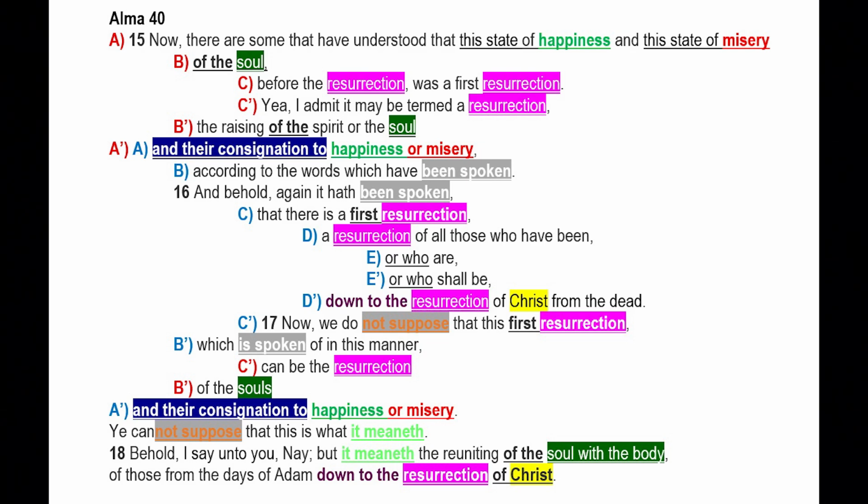Today we'll be looking at Alma, chapter 40, as there's a very interesting double chiasmus in the section. But first, in case you don't know what a chiasmus is, I will roll the intro.